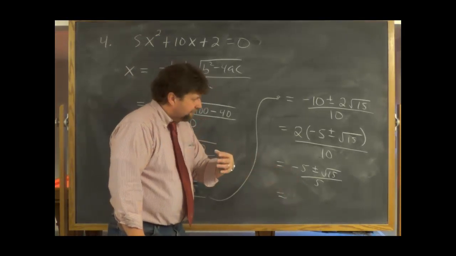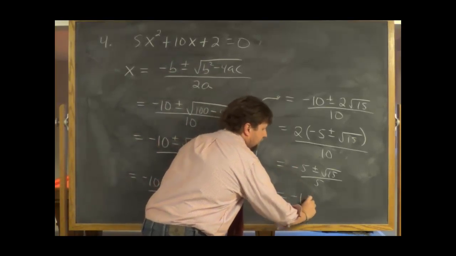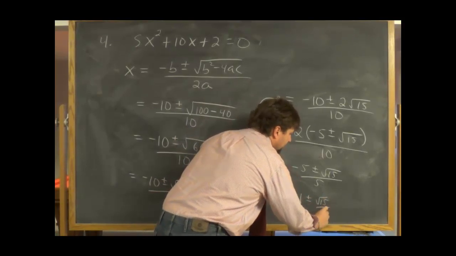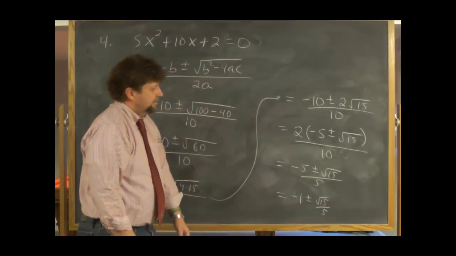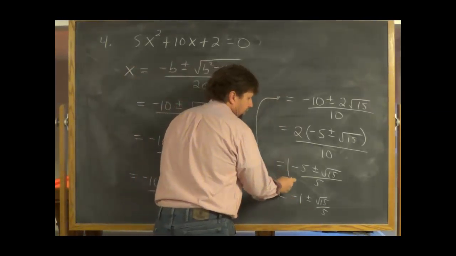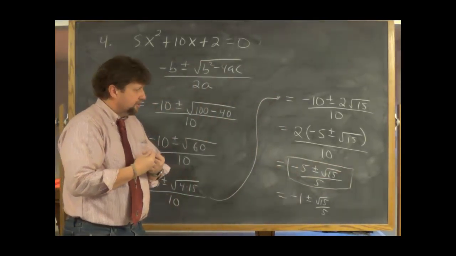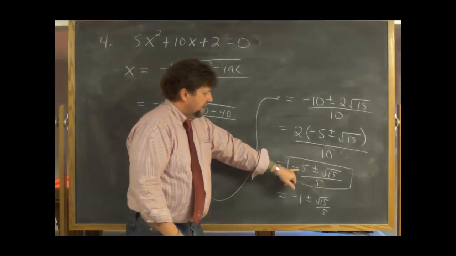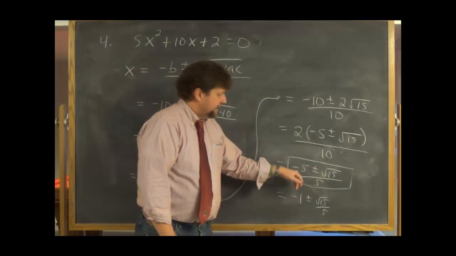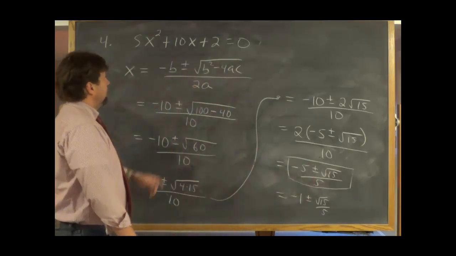If you wanted to go any further, you could write this as negative 1 plus or minus the square root 15 over 5. That's if you wanted to go further. I am more than happy with that as the answer. So you have 2 solutions here. X is negative 5 plus square root 15 over 5, and x is negative 5 minus square root 15 over 5. So hopefully that's what you have for number 4.